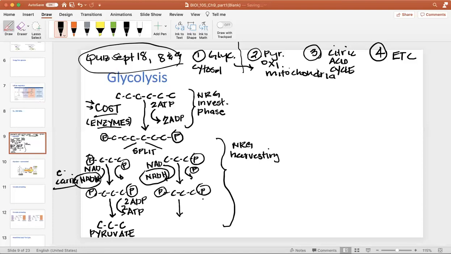Okay, let's do that again. We're going to peel off each of these phosphate groups and add them each to a molecule of adenosine diphosphate, right? So this is 2. We're going to add a phosphate. So then we're able to generate 2 molecules of ATP. And by peeling these off, we're left with a simple 3-carbon sugar called pyruvate.